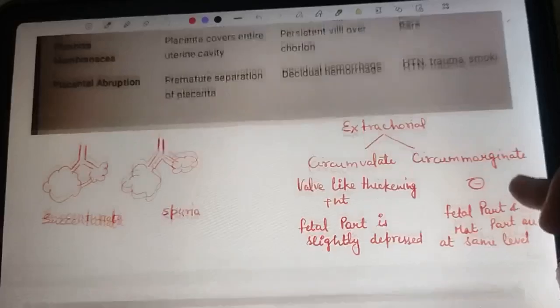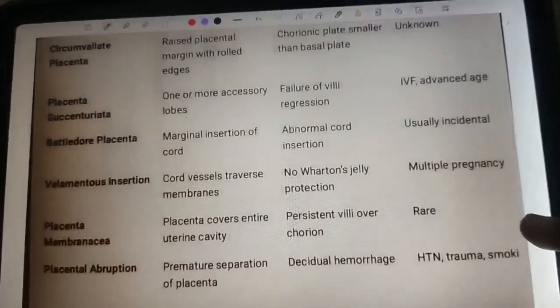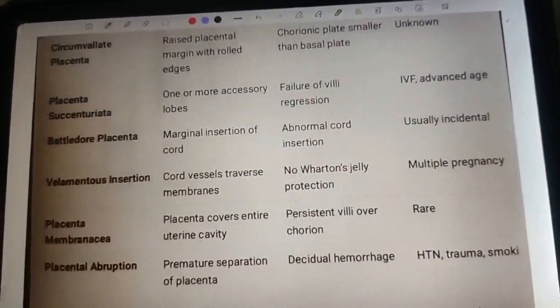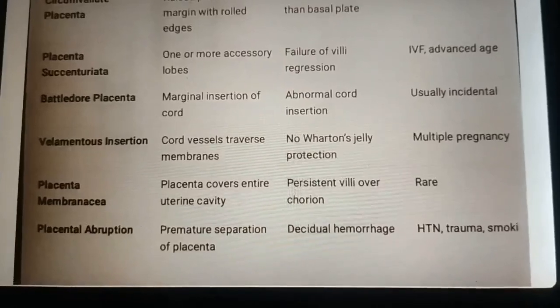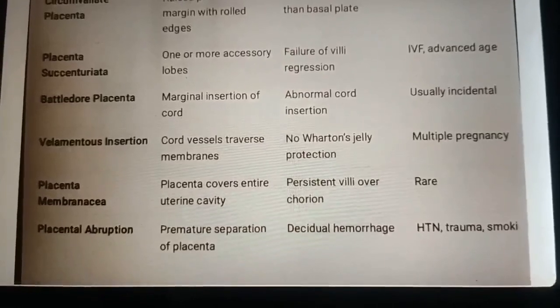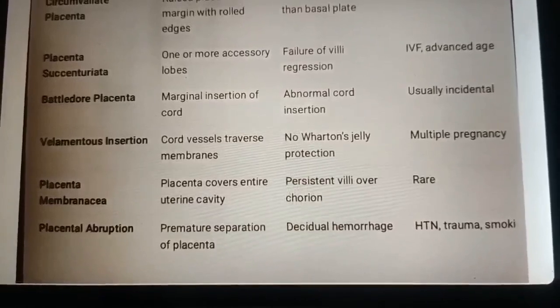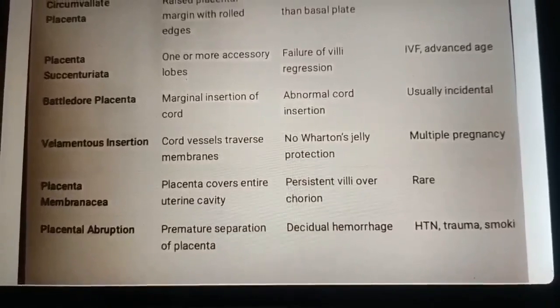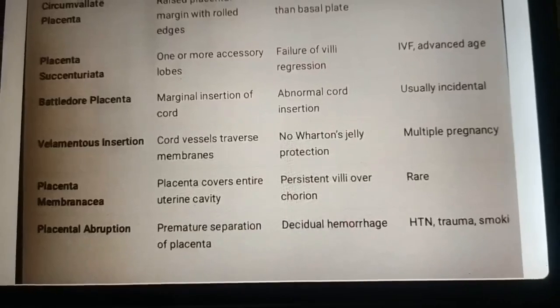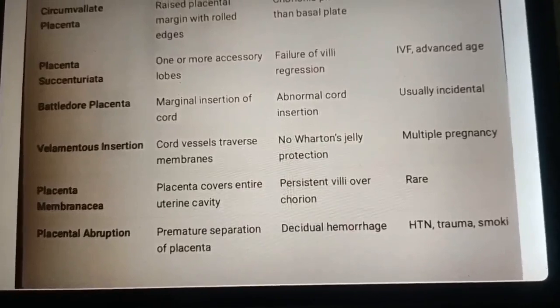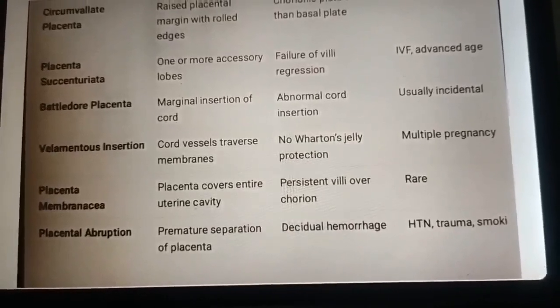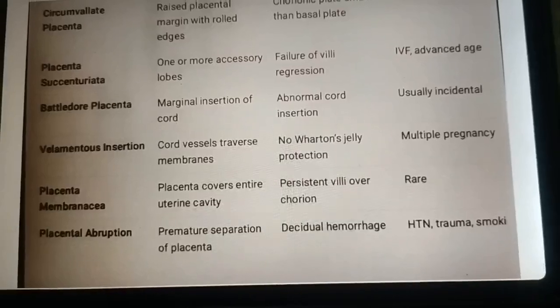So next, there is placenta succenturiata. In placenta succenturiata, one or more accessory lobes are present. Now there are the terms placenta spuria and placenta bilobata. We will discuss the difference between them.